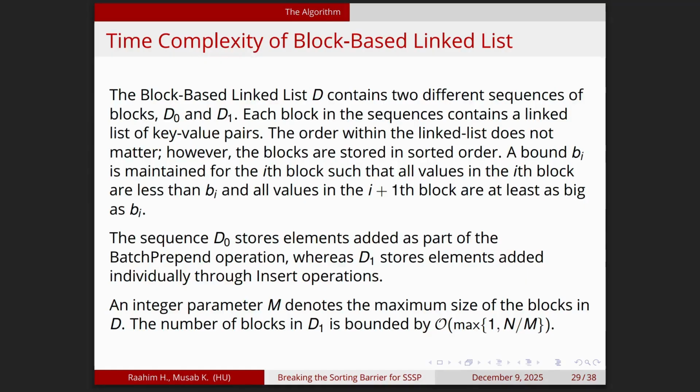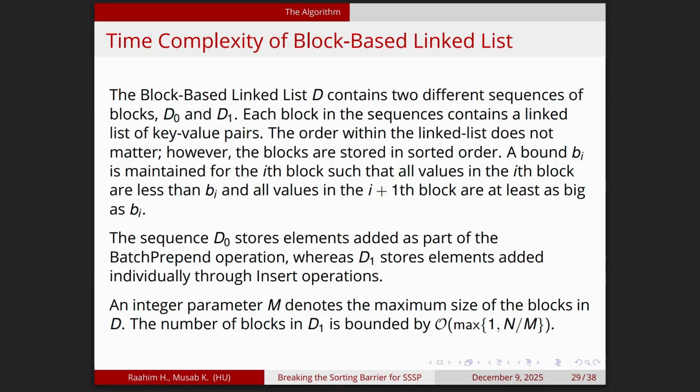All right, it's high time we talk about the data structure D that we've been using up until now. So this data structure D is a block-based linked list. It contains two sequences of blocks, D0 and D1. Each block in the sequence contains a linked list of key value pairs, and the order of this linked list does not matter. However, the blocks themselves are stored in sorted order.